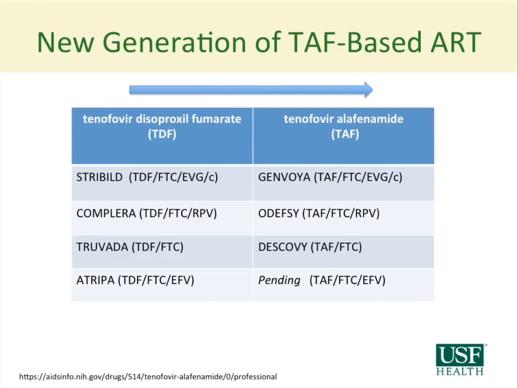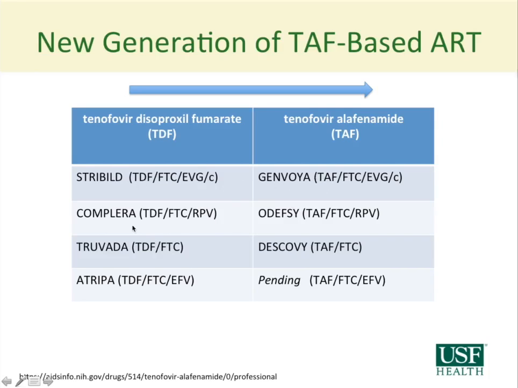Okay, so just a quick overview of your new generations of TAF-based ART, and the science is moving very quickly. So essentially your old cousin, if you will, TDF, tenofovir disoproxil fumarate, and new tenofovir alafenamide. So the Stribild is the older one, the TDF-FTC-elvitegravir-cobicistat. It becomes Genvoya, which is just TAF. You see how everything else is the same? So tenofovir, emtricitabine, elvitegravir, cobicistat. So these are really the same, except for that substitution of tenofovir from TDF to TAF.